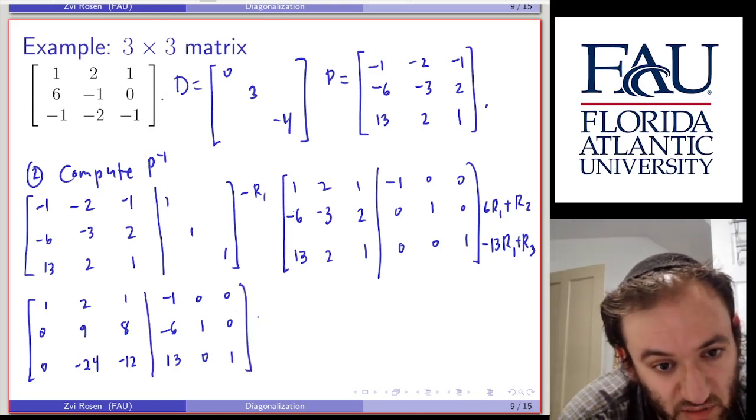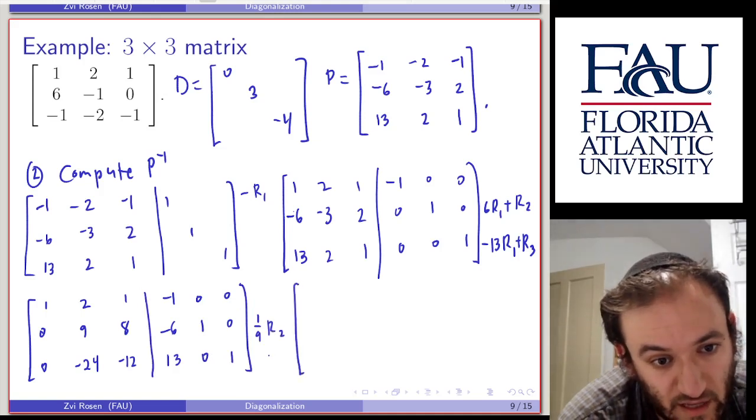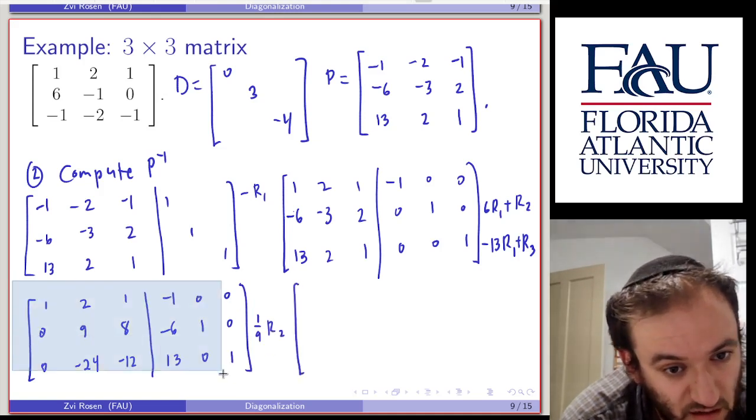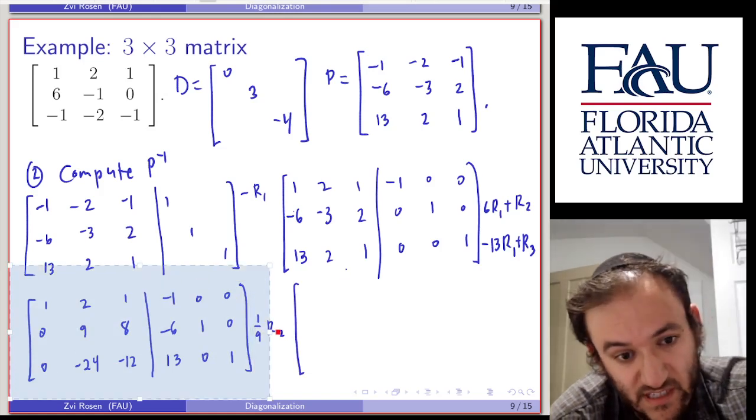Okay, now we'll multiply row 2 by 1 over 9, and we get much the same matrix.